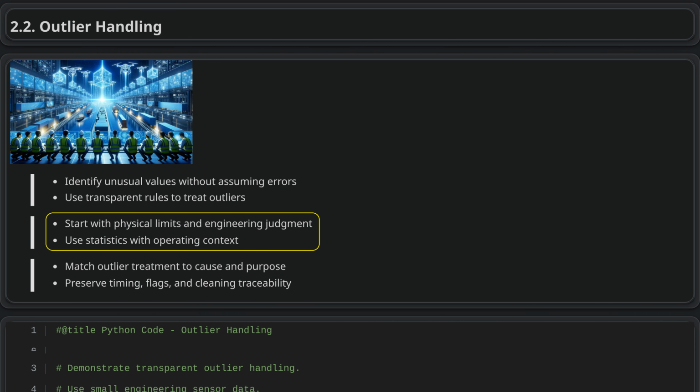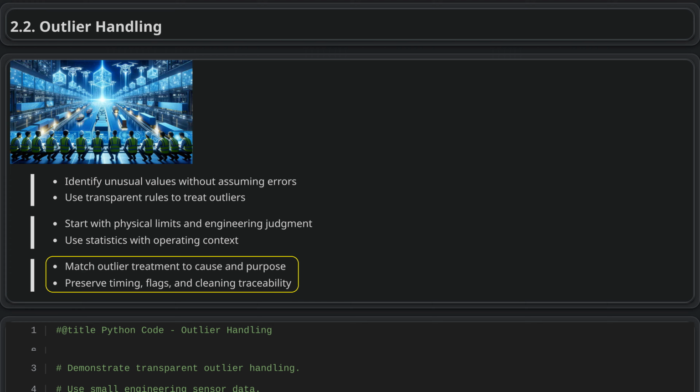Always interpret statistical flags in context, since a value that is normal during startup may indicate a fault during steady operation. Handle outliers based on why they occurred and how the data will be used. Clear errors, such as sensor glitches or entry mistakes, should usually be marked as missing, while extreme but plausible values may be capped to reduce their influence. If an outlier represents a real event, keep it and consider flagging it, because removing it could hide important information.